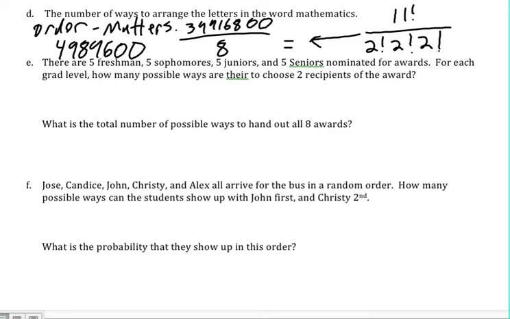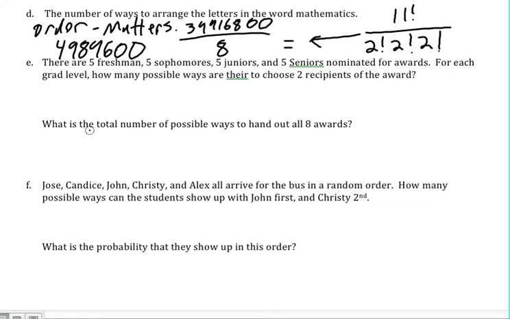In E, there are 5 freshmen, 5 sophomores, 5 juniors, and 5 seniors nominated for awards. For each grade level, how many possible ways are there to choose 2 recipients for the award? So this represents where we have to multiply different combinatorial numbers together.